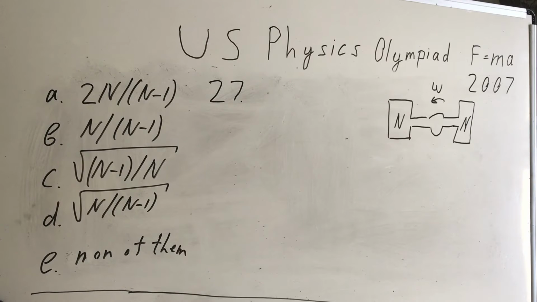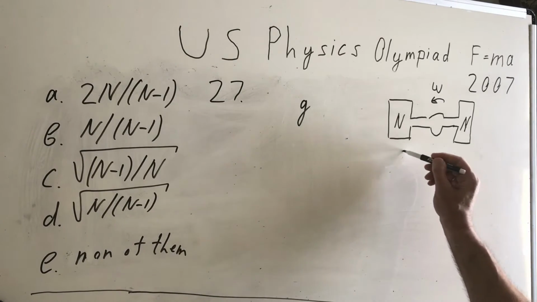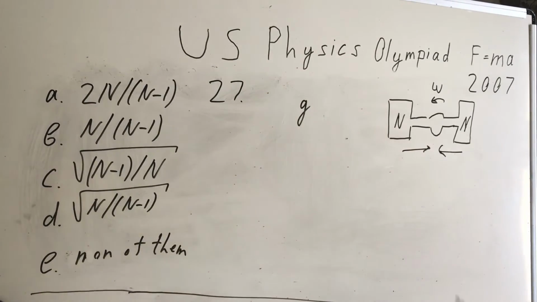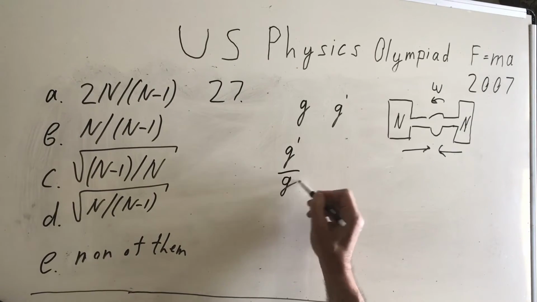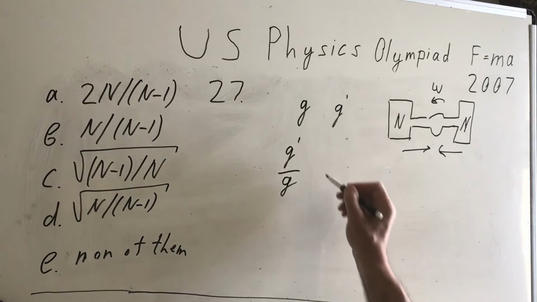At the beginning of the day, the space station is rotating so that the astronauts feel as if they are in a gravitational field of strength g. Two astronauts, one from each module, climb into the central hub, and the remaining astronauts now feel a gravitational field of strength g prime. What is the ratio of g prime over g in terms of n?